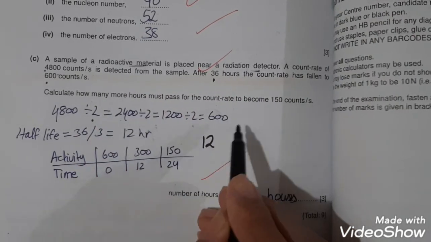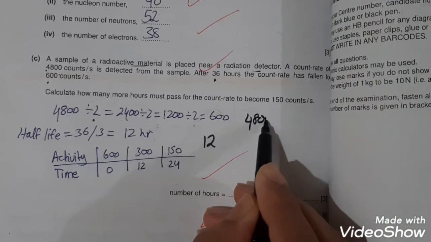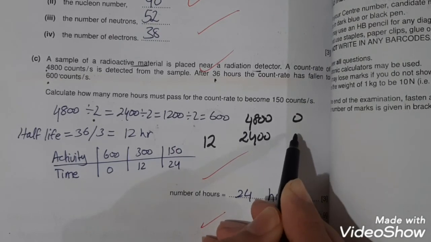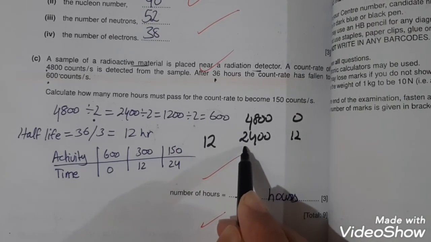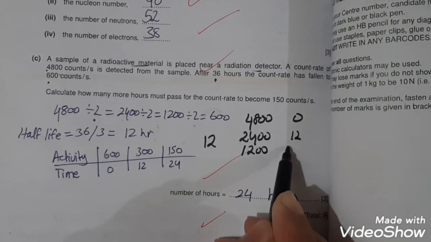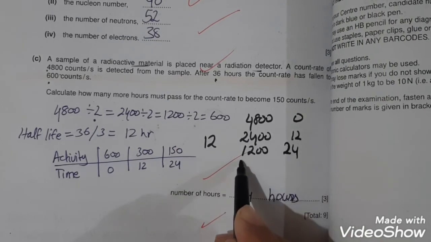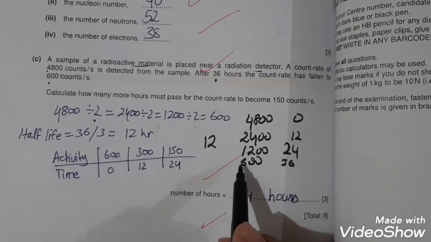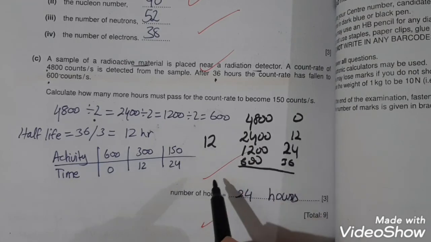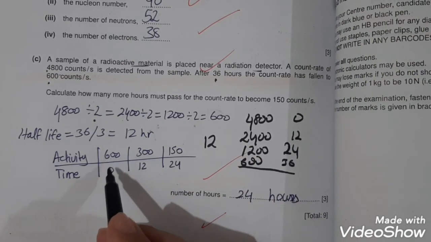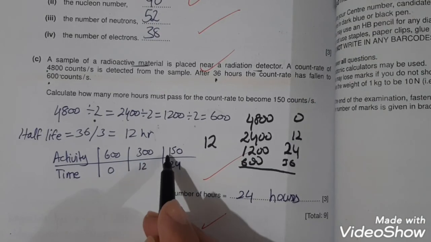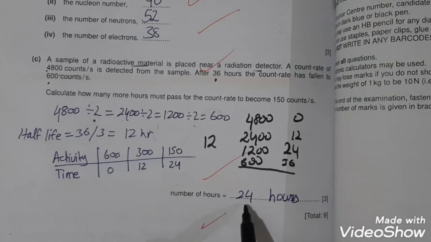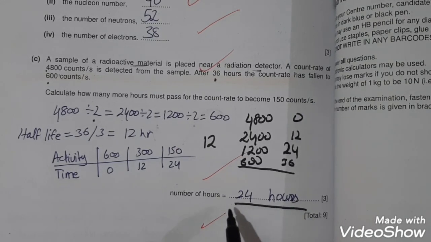So for example, 4800 after 0 hours, 2400 after 12, then 1200 after 24 hours and 600 after 36 hours. Then we will continue from this point onwards, not from the start. So over here at 600 it's 0, and then 300 is 12, and at 150 it's 24. So the number of hours is 24 hours. So this is what we will write in question C.